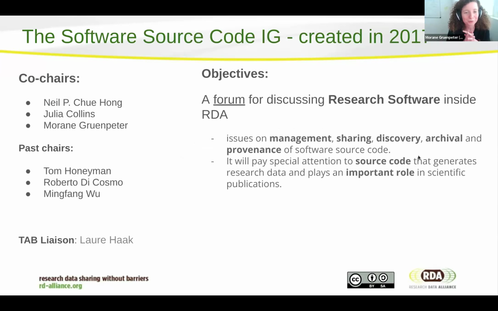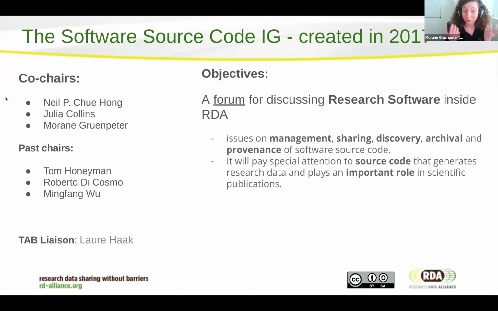The software source code interest group. For those of you who are new to this interest group, it was created in 2017. With me today, we have Julia, and I hope Neil, because he was supposed to be here. Are you here, Neil? I'm here. Oh, good. Excellent. You have Q3 and Q4 to do, so that's good that you are joining. Good to see you.